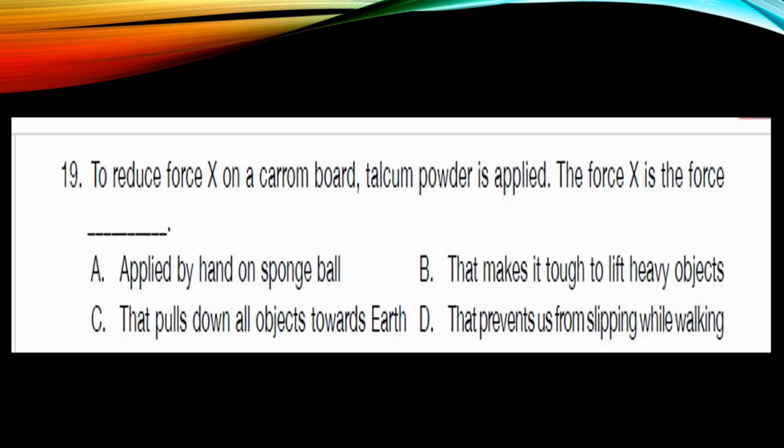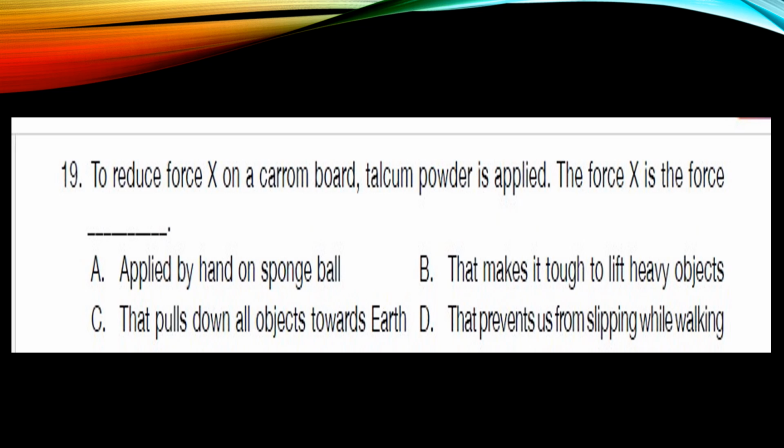Question number 19. To reduce force X on a carom board, talcum powder is applied. The force X is the force dash. A, applied by hand on a sponge ball. B. That makes it tough to lift heavy objects. C. That pulls down all objects towards Earth. D. That prevents us from slipping while walking.